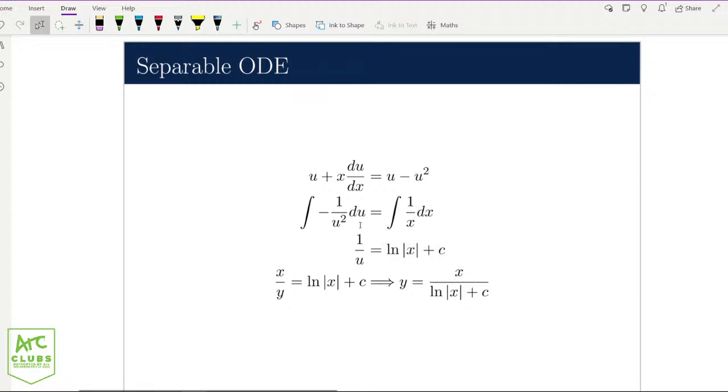So we end up with 1 on u is equal to the natural log of absolute x plus a constant of integration c. And reapplying the substitution so that we get the expression back in terms of x and y, we just end up with our final solution over here.